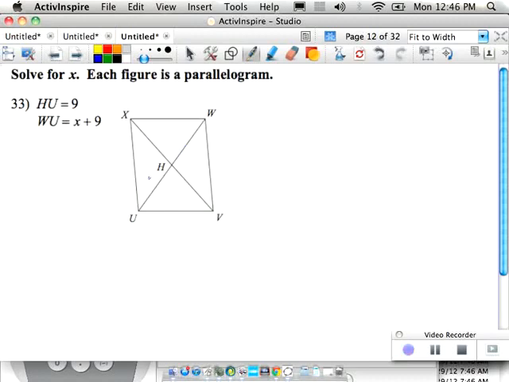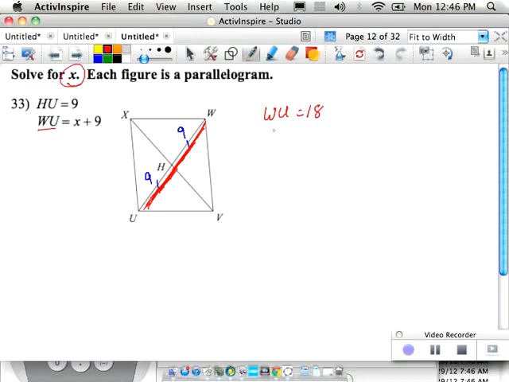It says HU is 9, so I'm going to go ahead and mark that. I know that that's the same as this side, which is HW. That's also 9. Then it's asking me WU. Now the difference here is this one is actually asking about the whole length, not just one bisected half. So if I want to know the whole length there, I know that WU is actually equal to 18.